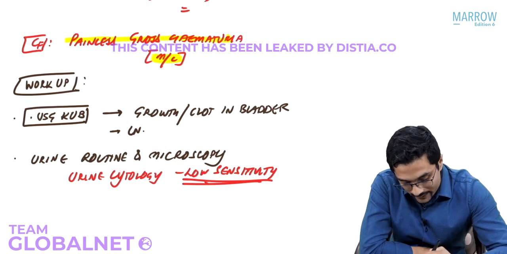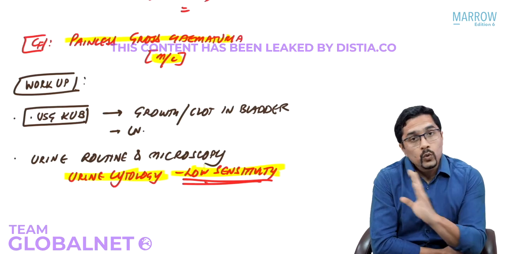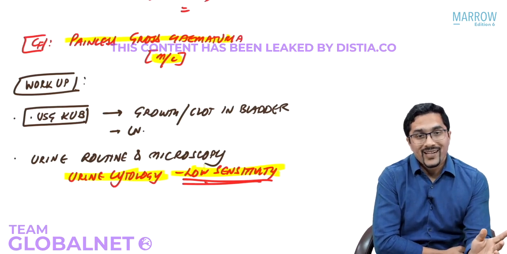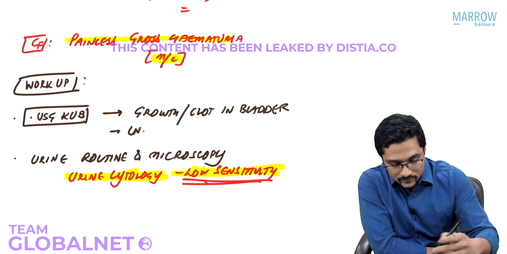So what that means is that even if you get a negative urine cytology, that does not rule out bladder cancer for the patient, right? So you still have to investigate further. Doesn't rule out bladder cancer.